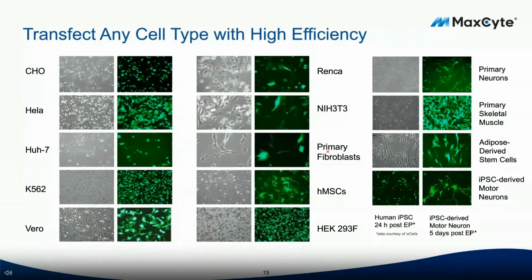This slide is just showing an example of how we can efficiently introduce GFP DNA into common cell types like CHO and K562, and more challenging cell types such as primary neurons, skeletal muscle cells, adipose-derived stem cells, and iPS-derived motor neurons.